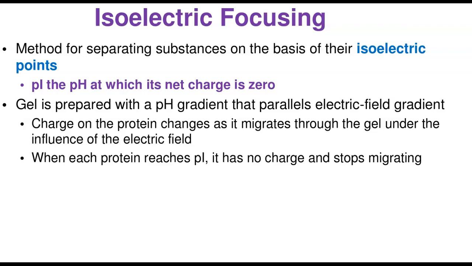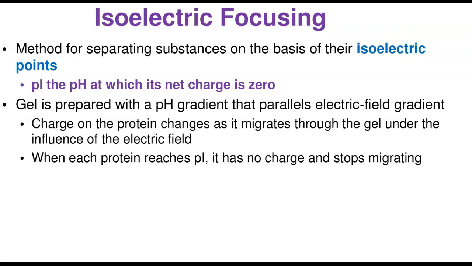A gel is prepared in a pH gradient to which an electric field is applied. Now the charge on this protein changes as it migrates through the gel under the influence of the electric field. Now if it gets to a point where it has no charge, there's no more attraction between the poles of the electric field. What happens? They stop migration. And you can use the idea of that pI, or the isoelectric point, to begin to isolate and identify individual amino acids.